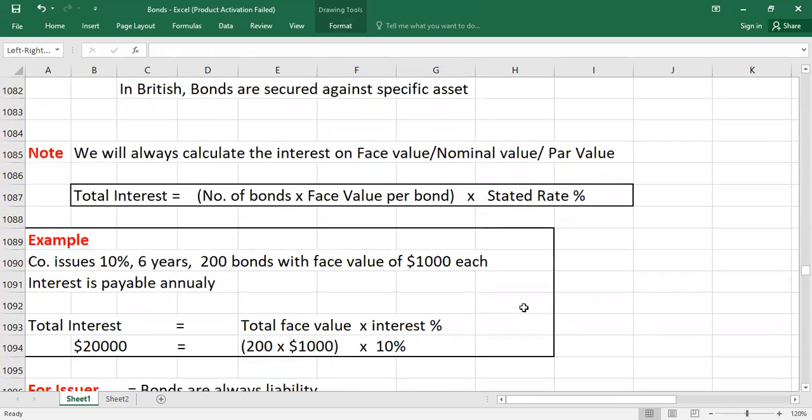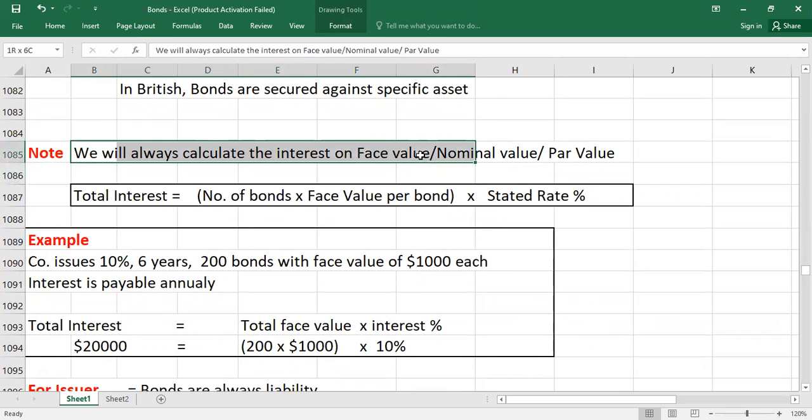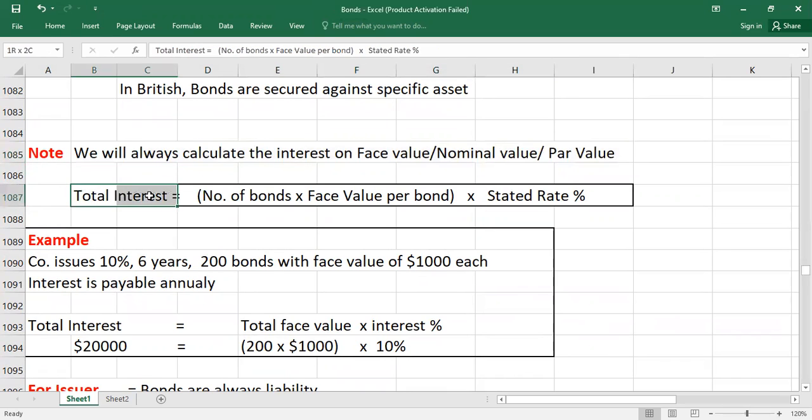Then here you should remember a few notes. It's really important. We will always calculate the interest on the face value, which is also called nominal value or par value. So for example, if you want to calculate the amount of interest, what we will do is take the number of bonds times face value per bond. This will give you total face value times stated rate. Stated rate means the rate which is mentioned on the bonds.